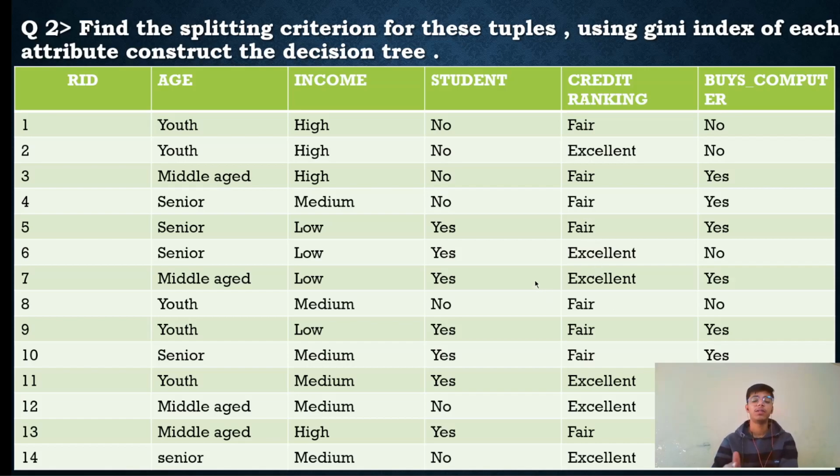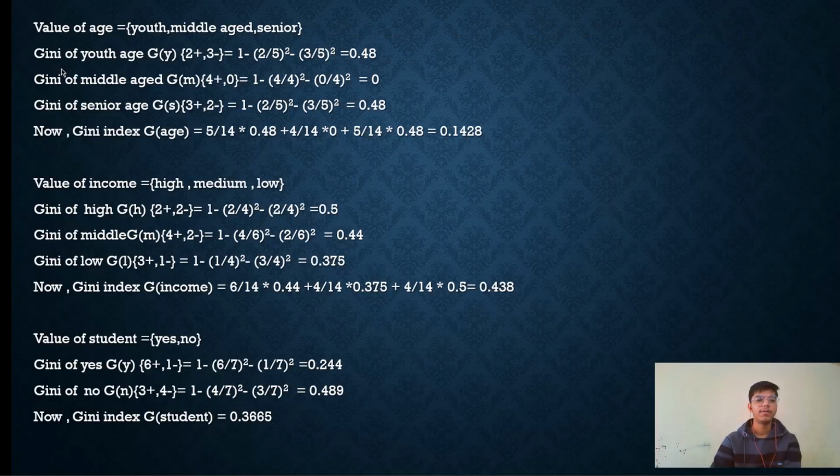Now we will have to solve the same question by using the Gini index approach. Here you can see that first we are going to find the Gini index for the whole age attribute. Age has three values as mentioned earlier: youth, middle age, and senior. You can see that I have mentioned the formula through which I have calculated the Gini index. It is 0.48 for youth, 0 for middle age, and 0.48 for senior age.